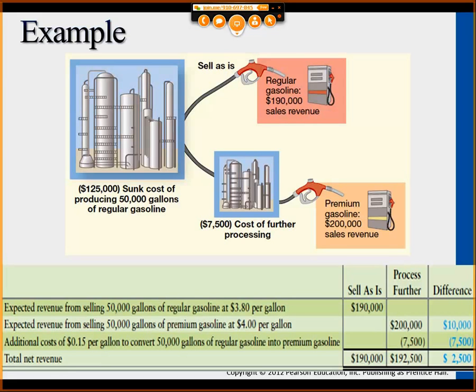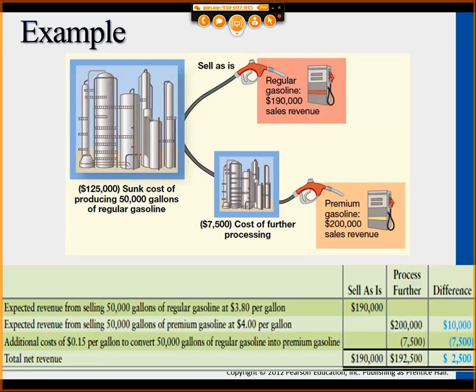If we sell it at $3.80 per gallon, that would be $190,000, right? 50,000 multiplied by 3.8, we get $190,000 of expected revenue. Now we also know that the additional cost is going to be 15 cents per gallon. So it's 50,000 multiplied by 15 cents, we get $7,500 of additional cost, right? So you see how we calculated the first question, the second question, and the third question.